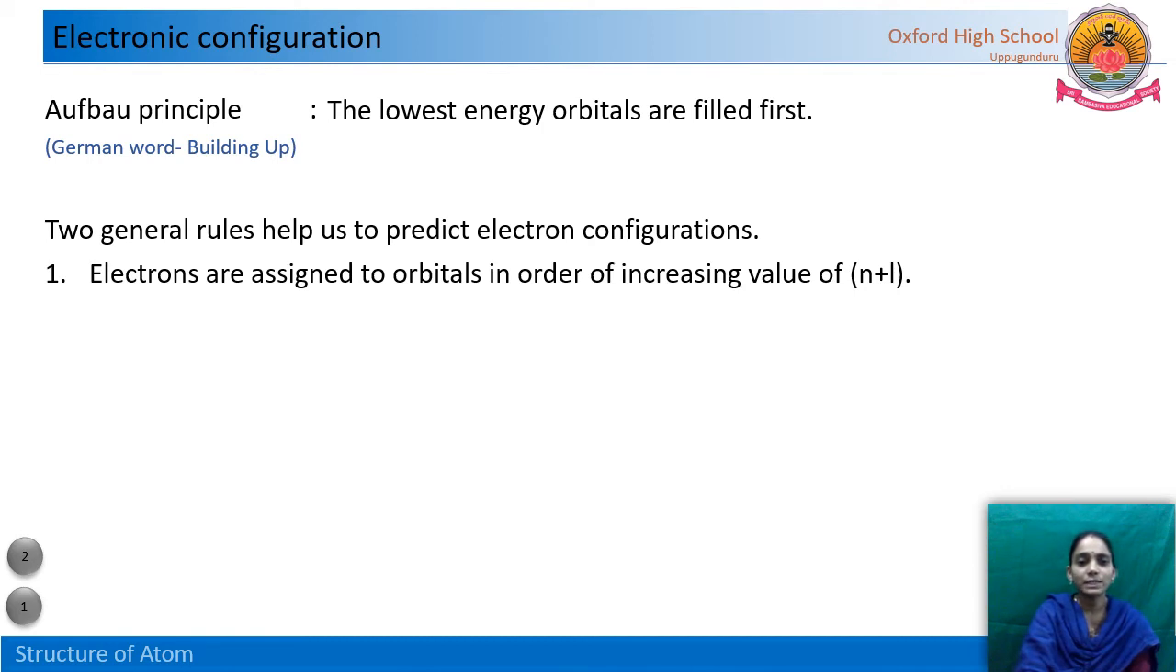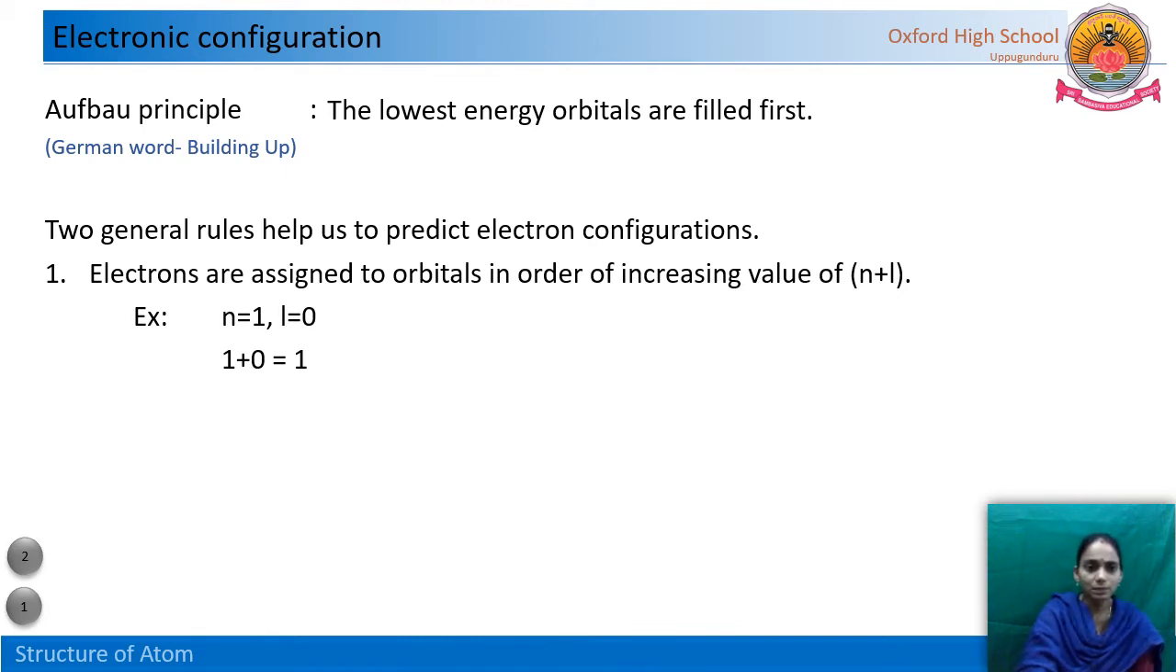So what is the first rule telling? Electrons are assigned to orbitals in the order of increasing values of n plus l. So we have to calculate the n plus l values, and the one having the least n plus l value has to be filled first, followed by the next value. For n equal to 1, the l value is 0. The n plus l value here is 1 plus 0, that is 1. So the 1s orbital has the lowest n plus l value, and hence the lowest energy.